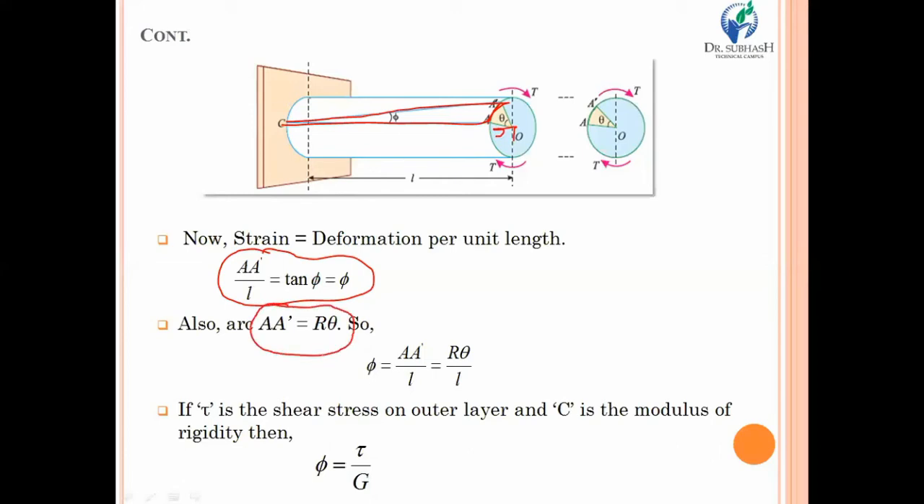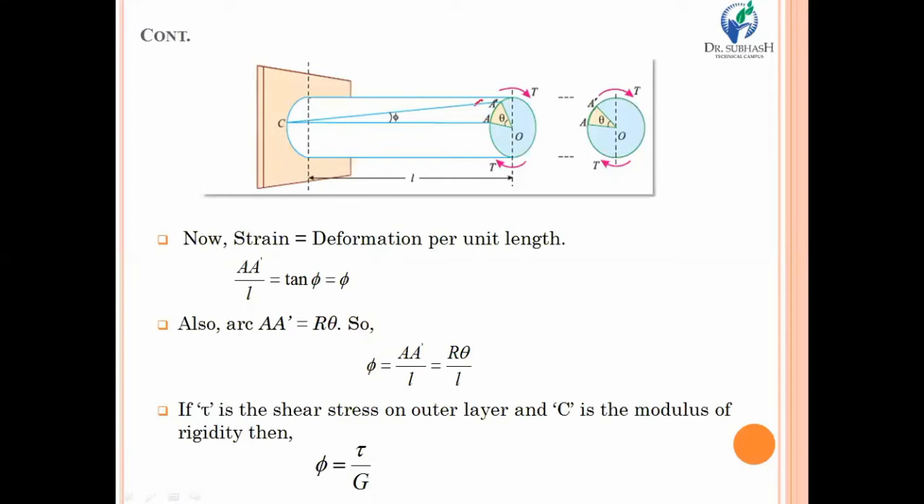Now both of the deformations are the same, whether you are taking it from origin C or from origin O. So both should be equated, and over here both of the relations are equated. From that it will become phi is equal to A dash upon L is equal to R theta upon L. Now suppose shear stress tau is produced in the outer layer, or outermost layer. For example, you can take it from anywhere.